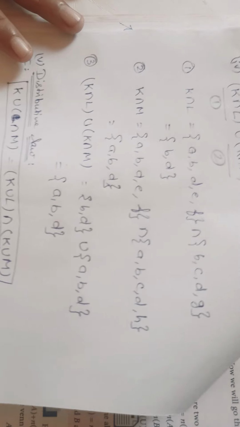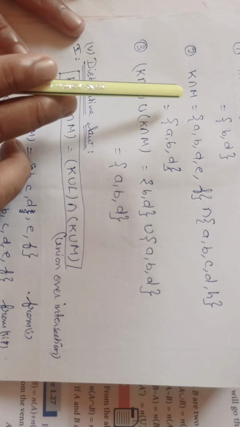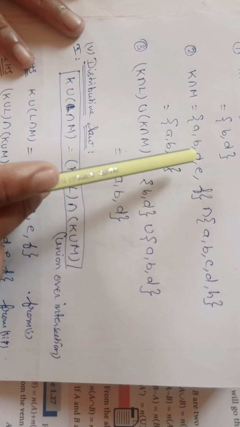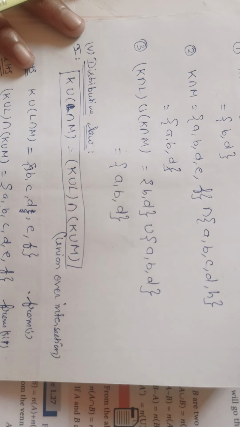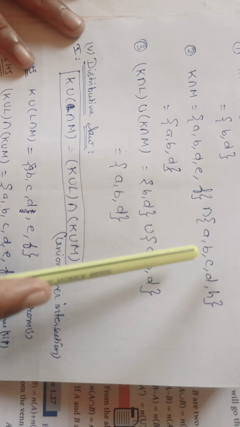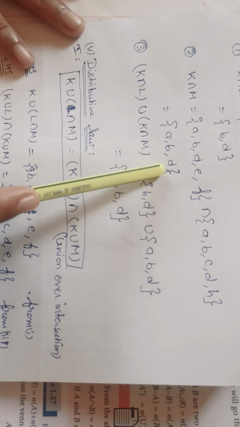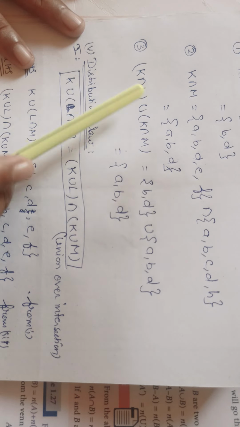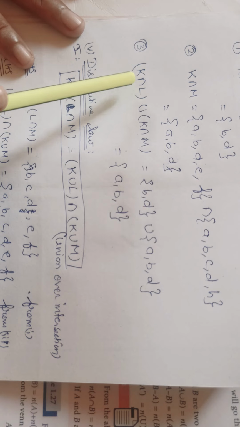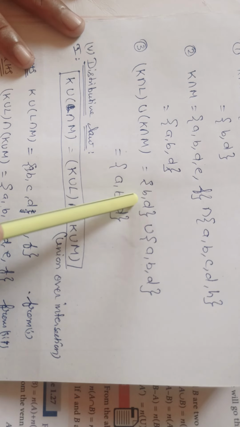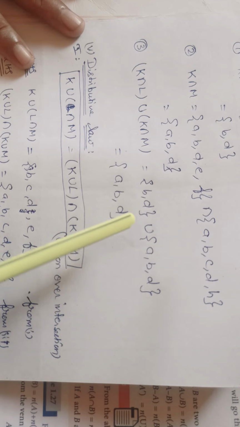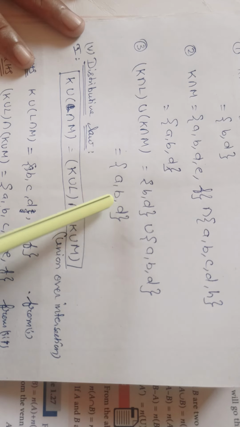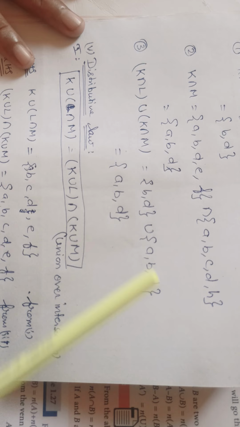Next we are coming to K intersection M. {A, B, D, E, F} intersection {A, B, C, D, H}. As you can see, A, B, D is common in both. Then we find the union of it. K intersection L was B, D, and K intersection M was A, B, D. Hence we find the union of it. So we write all the elements: A, B, D.